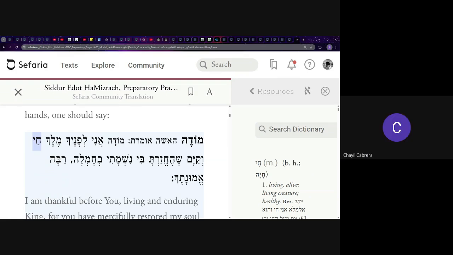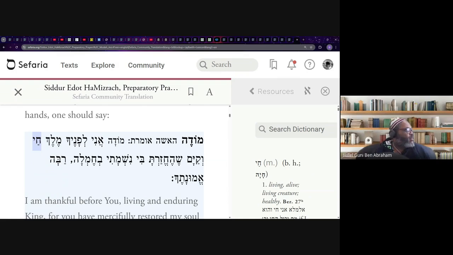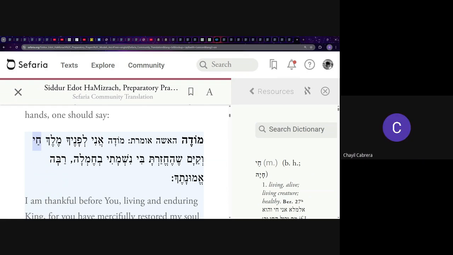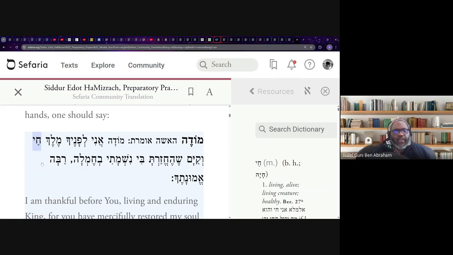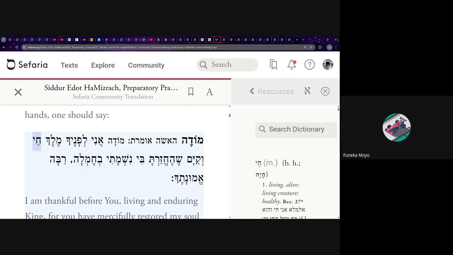Melech chai. What does chai mean? Life. Yeah, life or living. Which means grateful I am before your face, O King, who is alive or living king. Melech chai, living king. And then we have here another word. So we have chai, which is a chet and yod. And then what is that vowel underneath chet? Patach. Exactly, it's a patach.